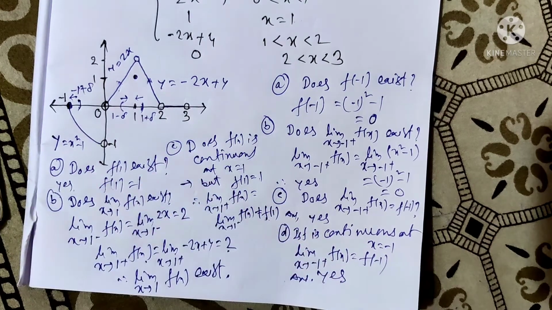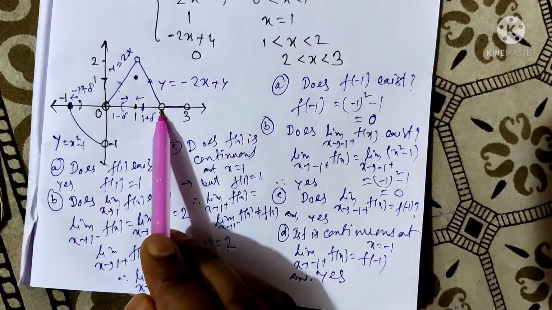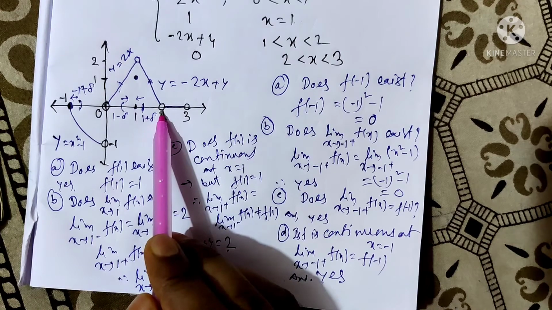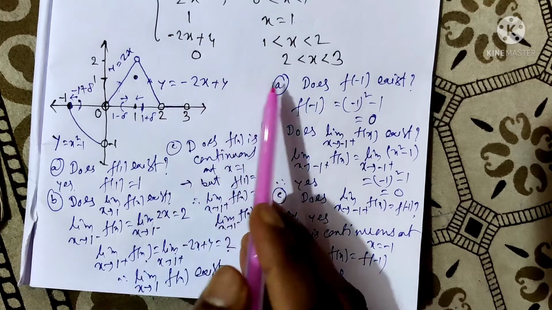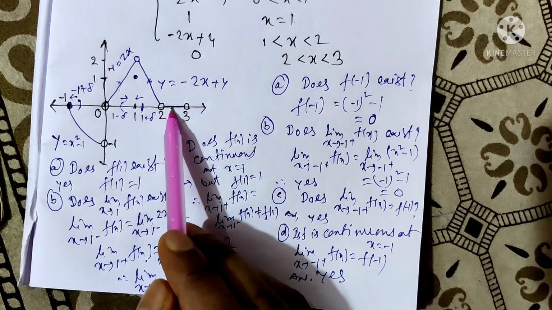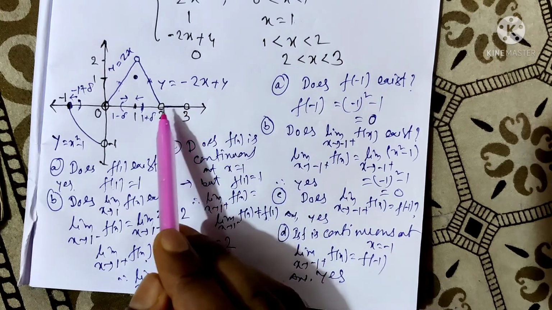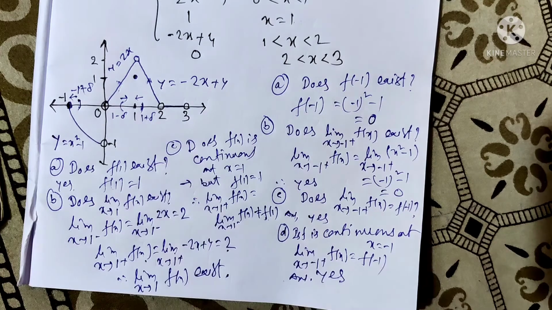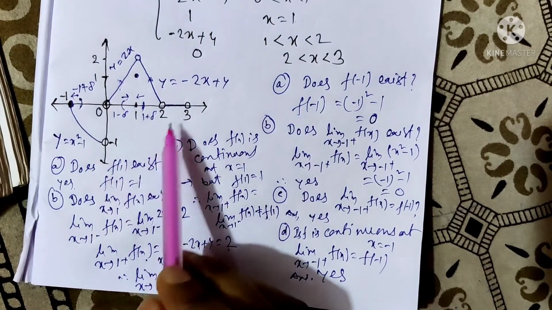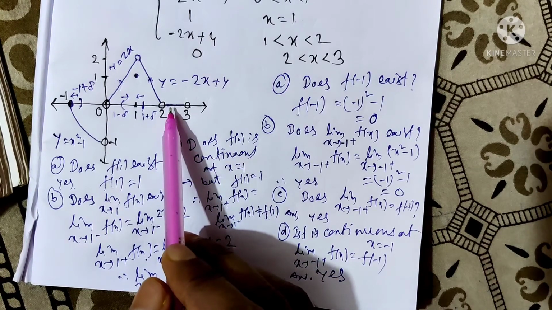Clear? Next, from this figure we say that the point 2 is also a point of discontinuity. Why? At 2 plus the function is 0, and at the point 2 the function does not exist. So from the figure, at the point 2 the function is also discontinuous.